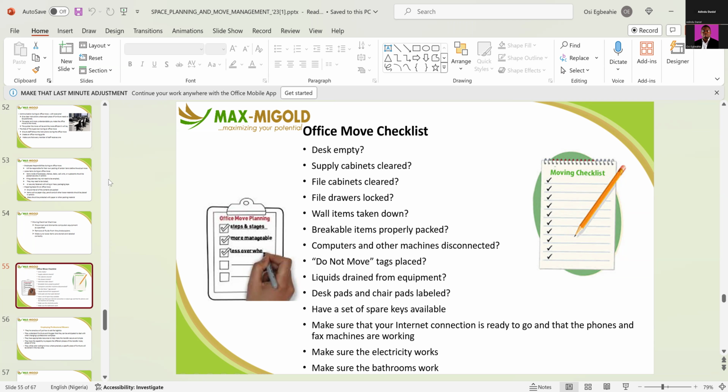Have a set of spare keys available. Make sure that your internet connection is ready to go and that your phones and fax machines are working properly. Make sure the electricity works. Make sure the bathroom works.